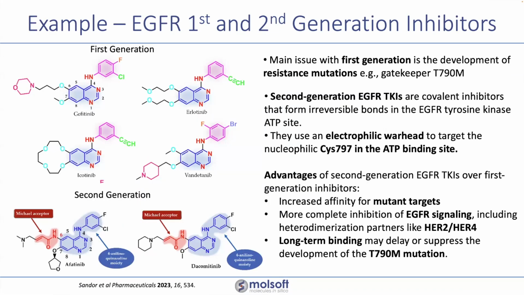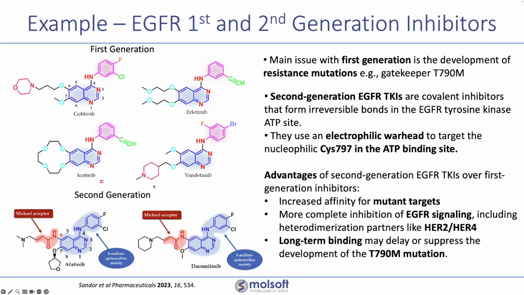So as with the last webinar, we're focusing on the EGFR and its EGFR inhibitors. Last time we were focusing on the first generation, and we noticed that a mutation affects how these bind. So we're going to look a little bit more later at the second generation of EGFR inhibitors, which have increased affinity for mutant targets and more complete inhibition of EGFR signaling. And long-term binding may delay or suppress the development of this gatekeeper mutation.